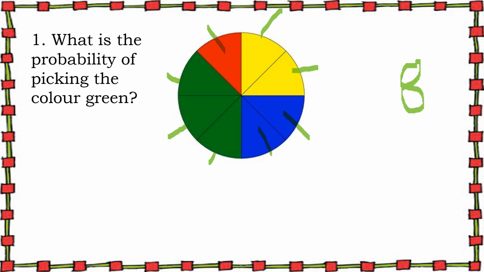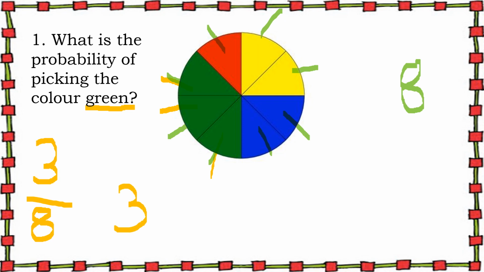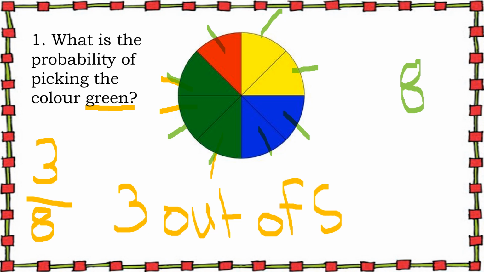We go back to our problem and we try to figure out which color they are asking us for. They are asking us for green. So we need to go back to our circle now and count how many spaces are green. So let's count green only. 1, 2, 3. So we see that we have 3 spaces that are green. So we're going to write our answer as 3 over 8, or 3 out of 8. And you can choose whichever way you want to write your answer.